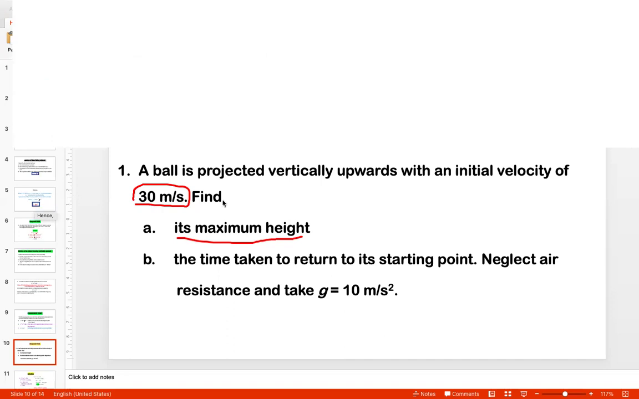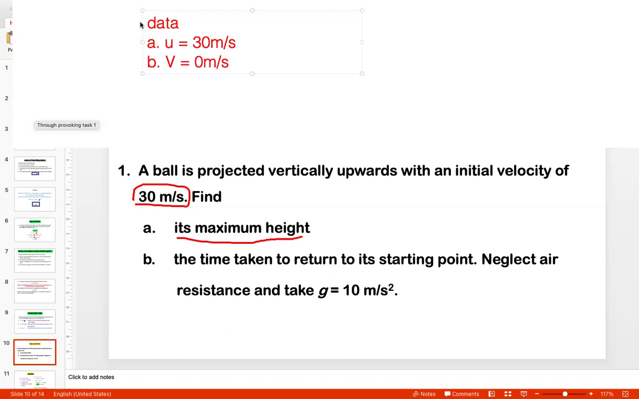S is equal to, so what do we have here? First of all, let's take down the data. Can you remind me of what we have here? We have an initial velocity of 30 meters per second. What else do we have? What's the final velocity? Is it 10 meters per second?